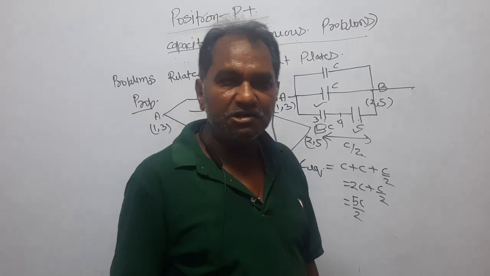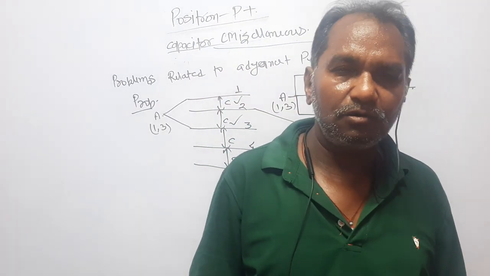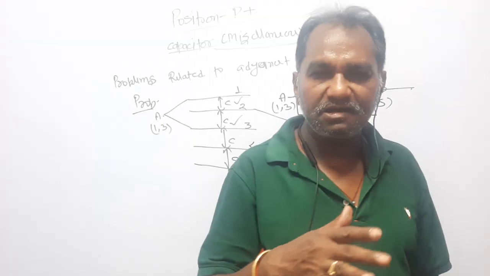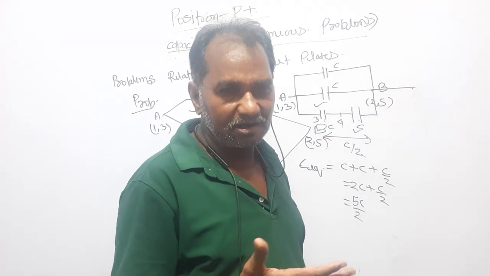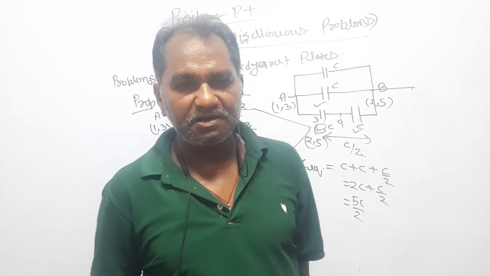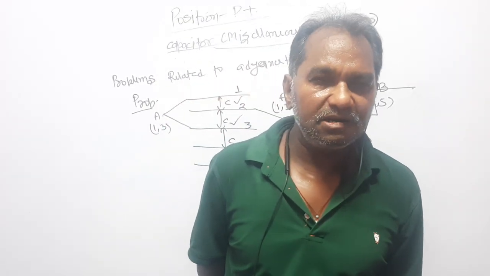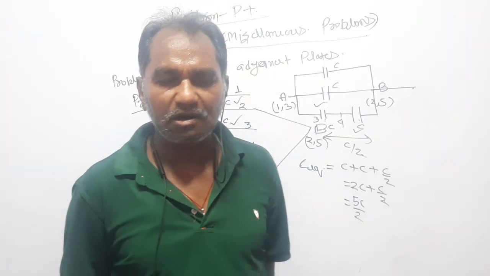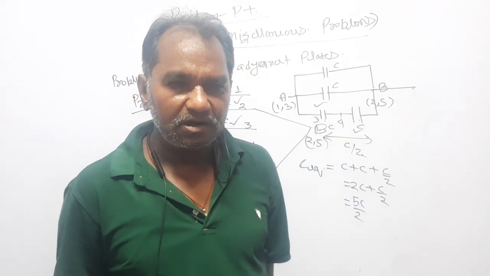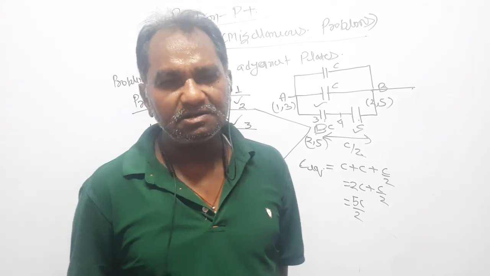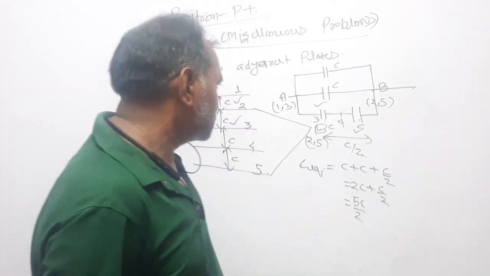In series combination, you know 1 upon C is equal to 1 upon C1 plus 1 upon C2. Resistance and capacitance are inverse to each other when you are solving for the equivalent capacitance. If you are considering capacitors in series combination, 1 upon C is equal to 1 upon C1 plus 1 upon C2 plus 1 upon C3, and so on. And in parallel combination, you simply add the capacitances.